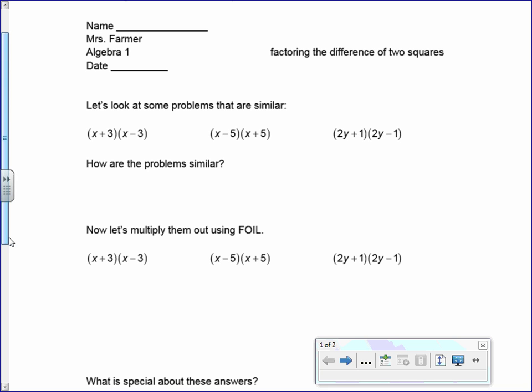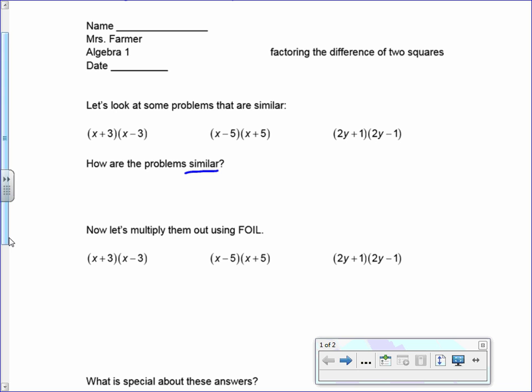FOIL problems. These are problems we would work out by FOIL. So x plus 3, x minus 3; x minus 5, x plus 5; 2x plus 1 and 2x minus 1; and 2y plus 1 and 2y minus 1. And the first thing I want you to note is how the problems are similar.